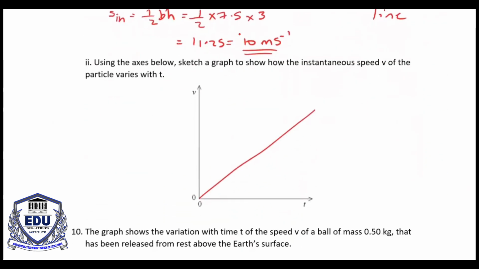Now, it's going to be slightly different here, sorry. What it tells us is that the instantaneous speed at every given time would be increasing with time. So you'll get a straight line graph like that.